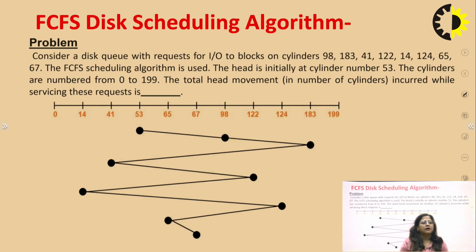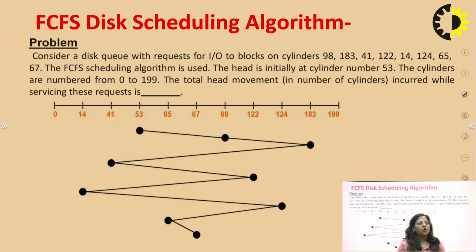Okay, so let's take a problem here to solve with this algorithm. Consider a disk queue with requests for input output to blocks on cylinders 98, 183, 41, 122, 14, 124, 65 and 67. These are the track numbers where we want to access our data and where we want to store our data.